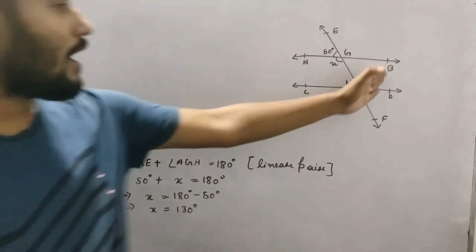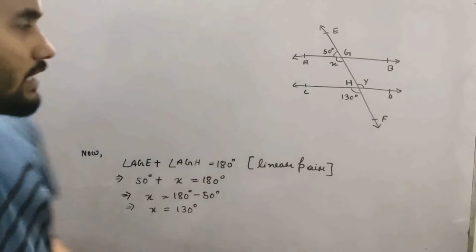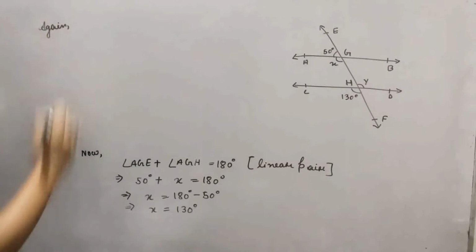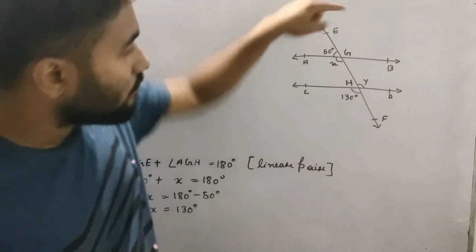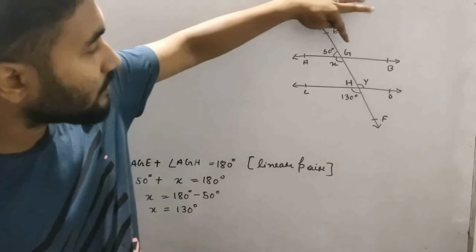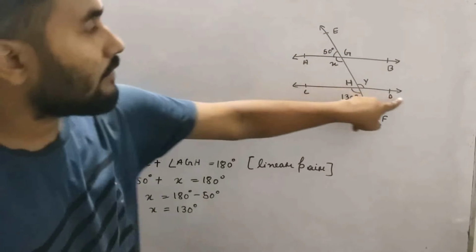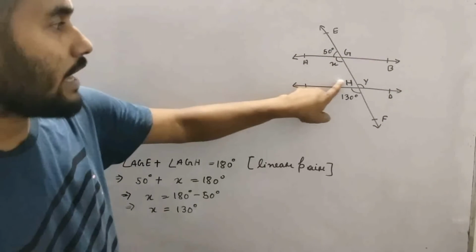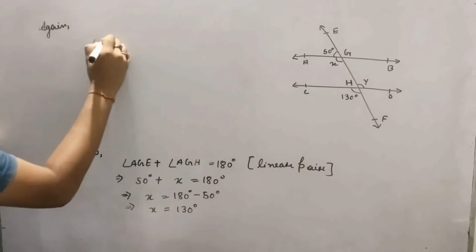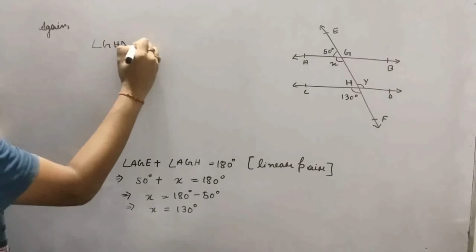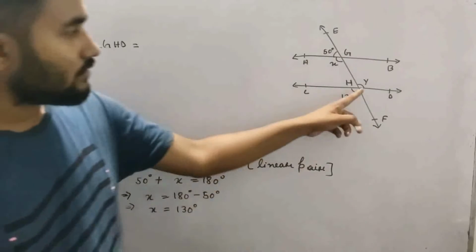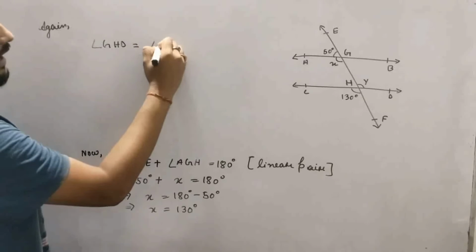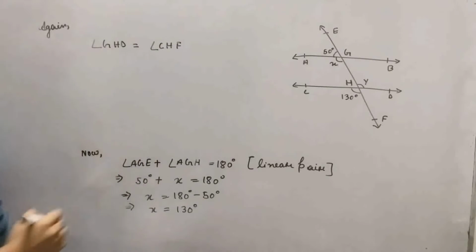How to find Y? This angle is a vertically opposite angle, isn't it? Very easy. Again, don't write directly Y. What is the name of the angle Y? G, H and D, isn't it? Angle GHD will be equal to angle CHF, isn't it?